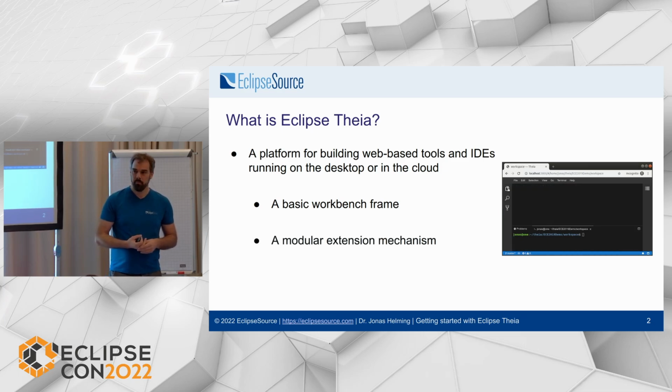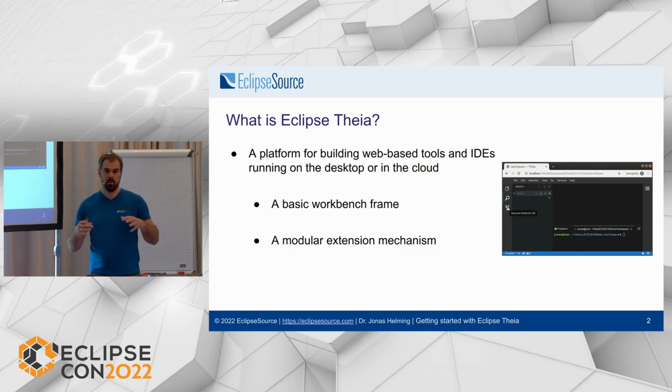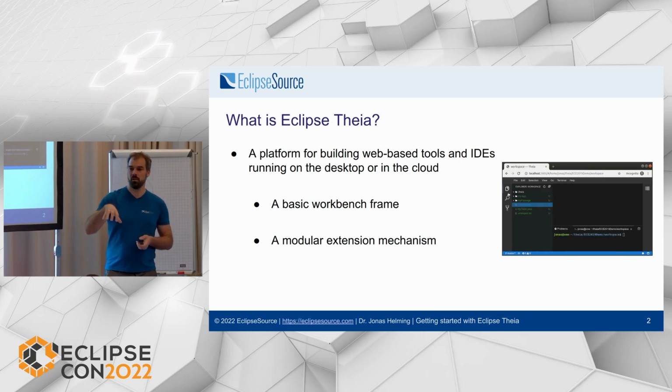Number two, is a modular extension mechanism. Why is this so important that I put it here on the slide? The basic idea of such a platform is you can reuse many features that are already there. For example, if you need a file explorer in your tool, it's already there, you just need to reuse it. And to be able to combine existing features that are already there with your own custom features, for example, custom views, maybe a custom file explorer, you need some sort of mechanism to combine existing modules with your own stuff. And that's what this module extension mechanism does. If you're familiar with a desktop platform, that's what OSGi did for us. But we have this in Theia too.